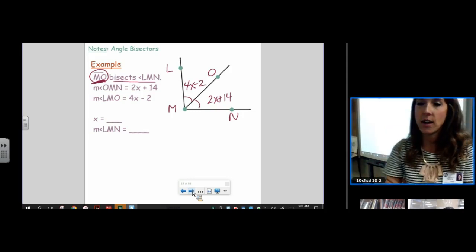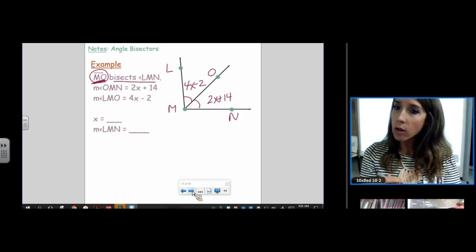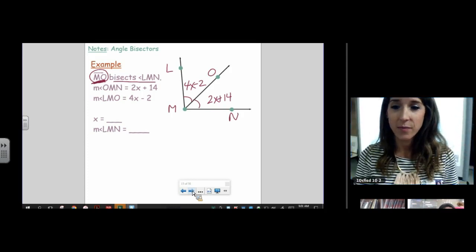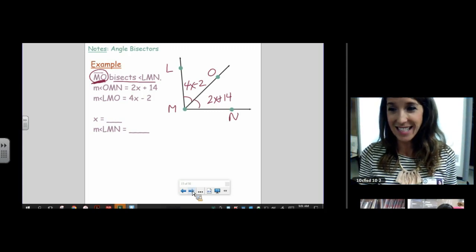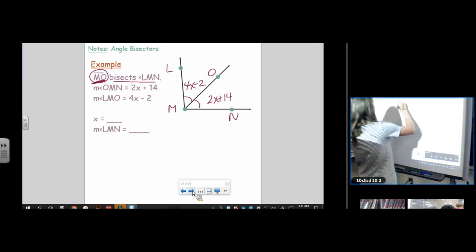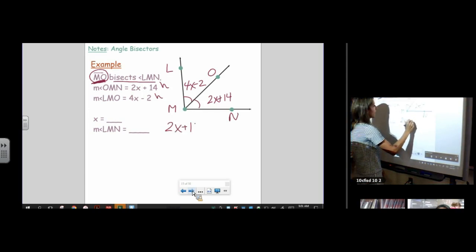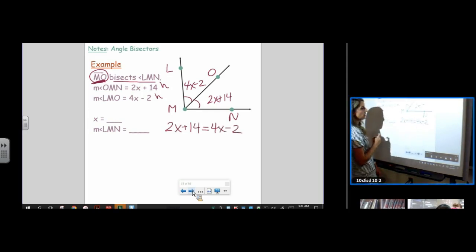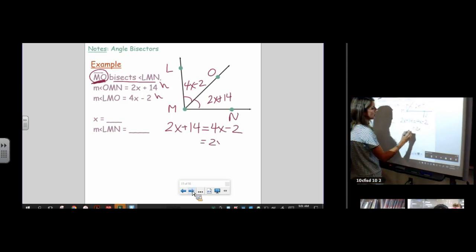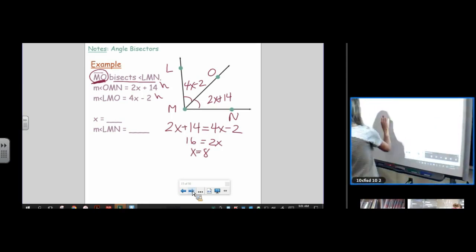So we need to ask ourselves what we've been given. Were we given a half and a half? Were we given a half and a whole? Were we just given parts? Because we labeled a picture, we realize that this is a half and this is a half. You are allowed to set halves equal to each other because they are equivalent. And then we solve for x. What do you get? X equals 8.